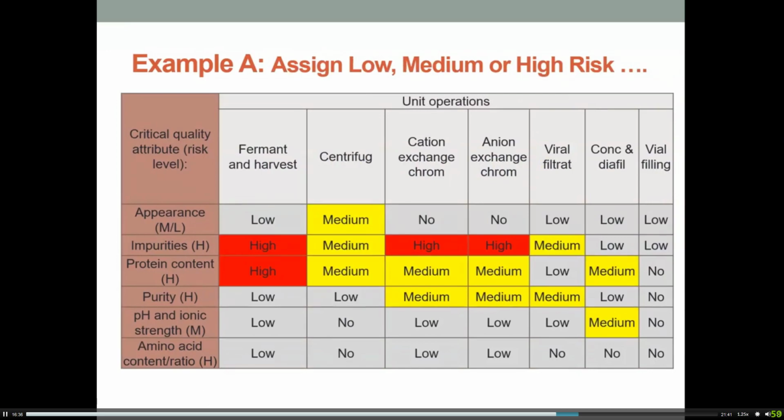So you can see here we've ended up assigning 4 high risks and quite a number of medium risks as well. So that gives us where we need to work next to try and reduce our highs down to mediums or to lows. So that is your RAMM.